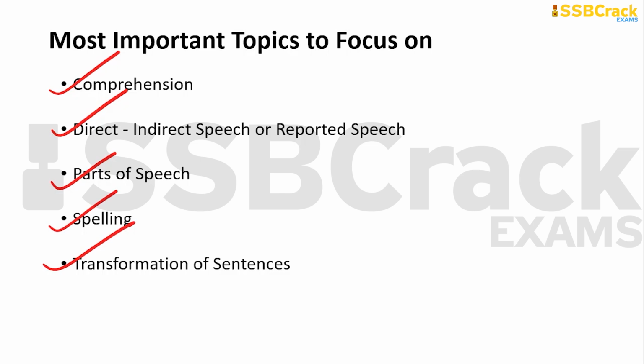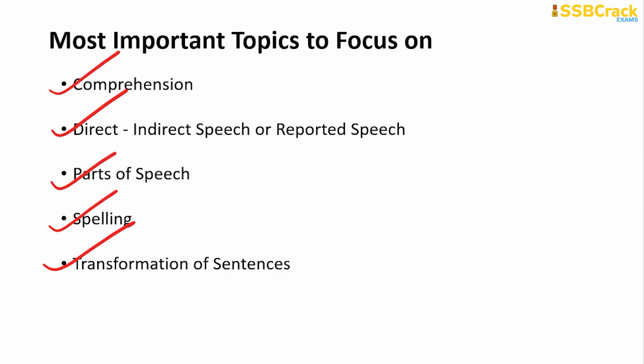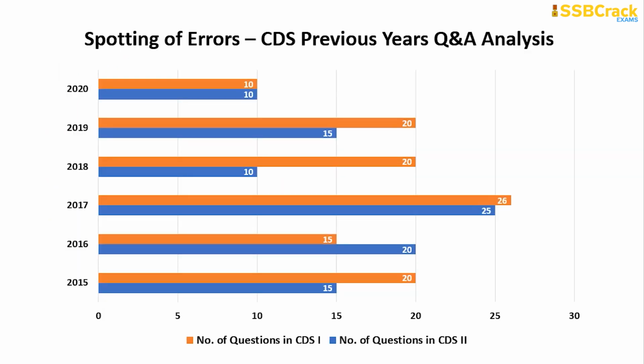Now the question may arise: on what criteria am I saying that these topics are the most important ones? I will give you the answer in the form of the previous years' Q&A analysis for each of these important topics. I'll show you with the first topic that we have chosen, and that is spotting of errors.